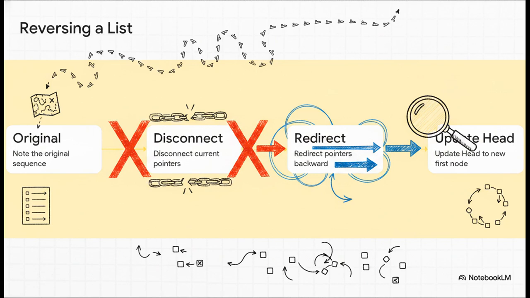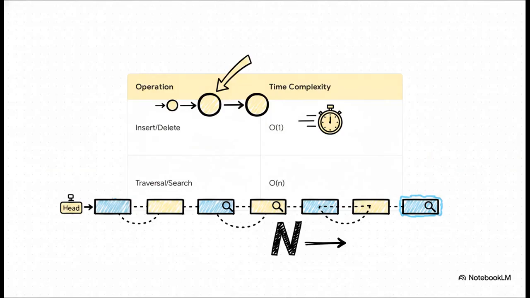And finally, step 4, we update our head pointer to look at what used to be the last node, which is now our totally new first node. Boom, we just reversed the entire data structure purely by manipulating pointers. And we can use similar pointer manipulations to dynamically create, display, insert, search, sort, or delete nodes literally anywhere in the chain. But we absolutely must consider efficiency here.